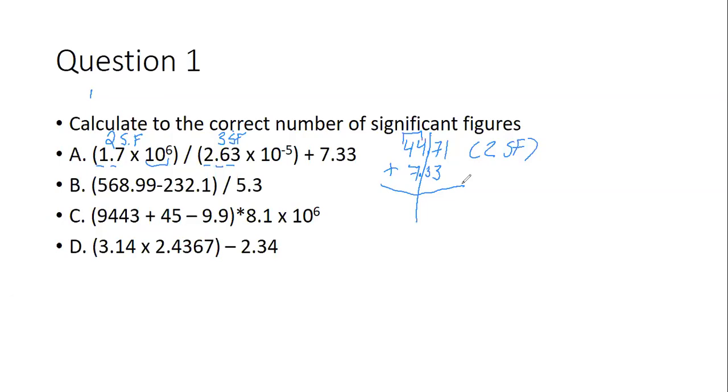So when I do this, my answer is 52.04. The 04 are to the right of my line. They are not significant. So now I'm going to do my rounding because I'm all out of mathematical operations. My answer is 52. So that's what I mean by rounding errors. You don't want to round while you're doing this.